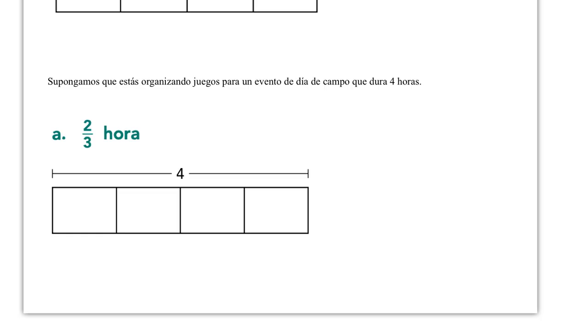Okay, so we are looking for something. Or sorry, hold on. Let me erase all this. We have 4 hours, and our 4 hours are here. Okay, now they're saying that each event is going to last 2/3 of an hour. Okay, that's what we have right here. So 2/3 of an hour. Okay, well, we have 4 hours. How many events can we program within those 4 hours?